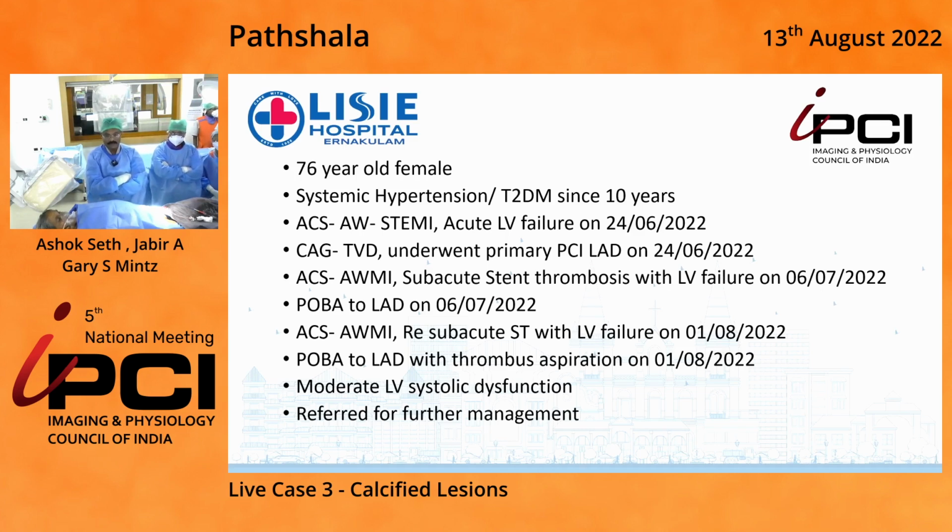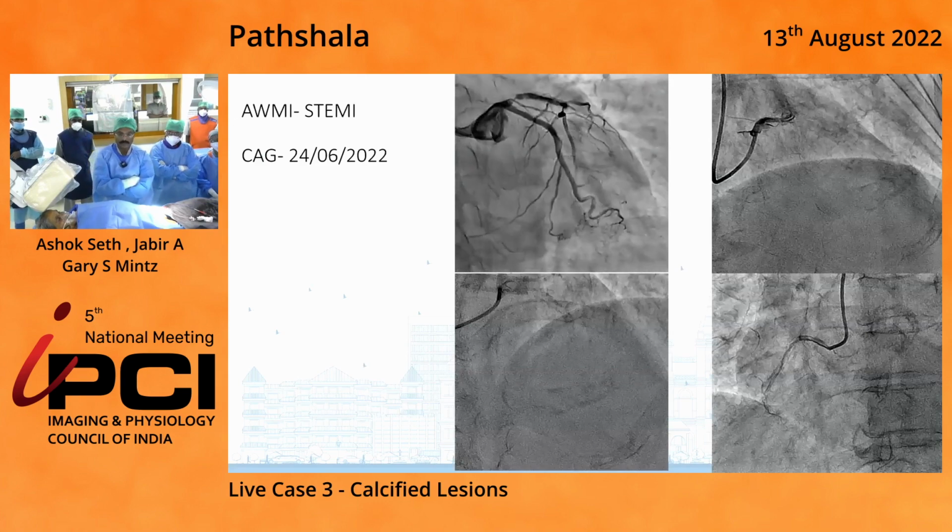This happened in a center outside, where they did a plain balloon angioplasty to the LAD on the same day, 6/7/2022. And later on, after 24 days of this procedure, on 1st of this month, August, she developed a subacute stent thrombosis with LV failure. And again, a POBA to left anterior descending with a thrombus aspiration was done on 1st of this month. And then she is surviving with a moderate LV systolic dysfunction. And she was referred to us for further management, for optimization with the help of imaging.